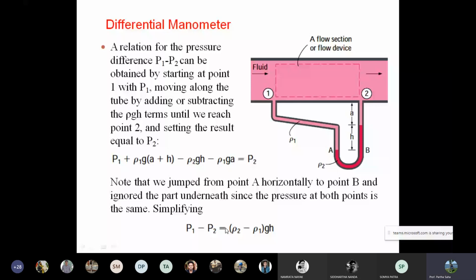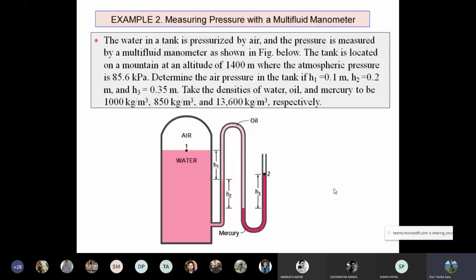So this is an example. Water in a tank is pressurized by air, and the pressure is measured by a multi-fluid manometer as shown in the figure below. The tank is located on a mountain at an altitude of 1400 meters, where the atmospheric pressure is 85.6 kilopascal. Determine the air pressure in the tank if h1, that is this side, is 0.1 meter, h2 is 0.2 meter, and h3 is 0.35 meter. Take the densities of water, oil, and mercury. Here this is water, 1000 kg per meter cube, oil 850, and mercury 13,600 kg per meter cube.